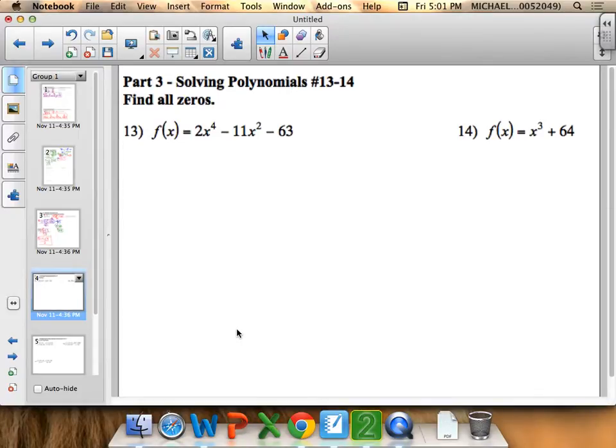Hope so. Okay. Part 3, solving polynomials. Numbers 13 and 14. I'll do 13, you do 14.